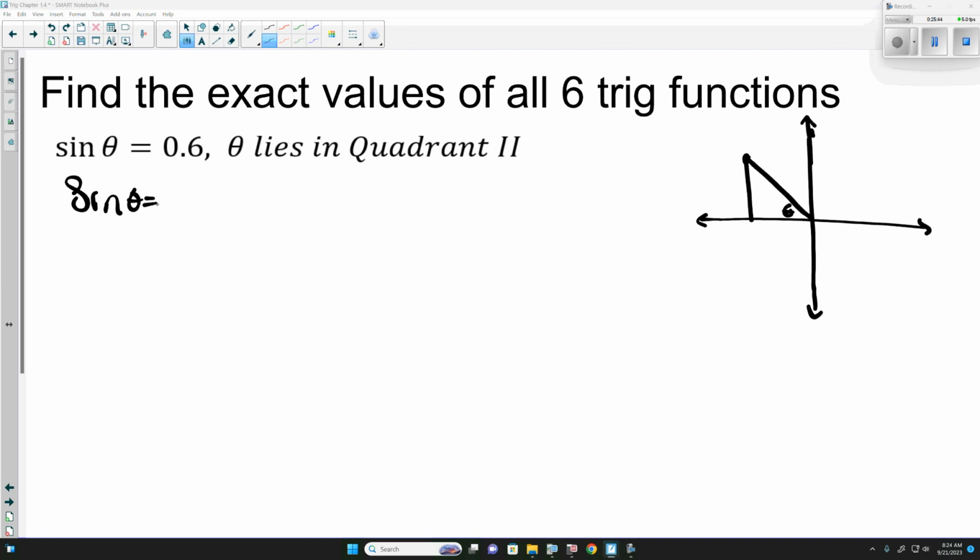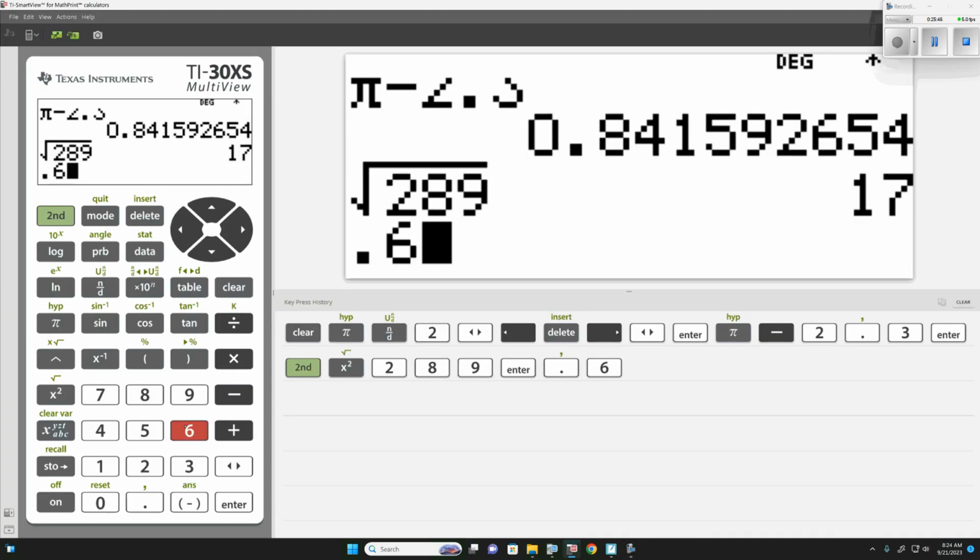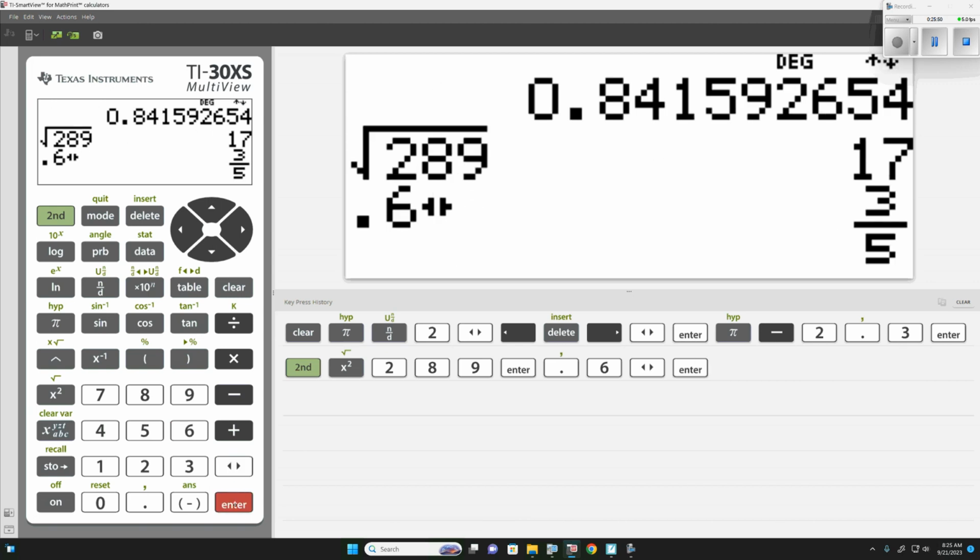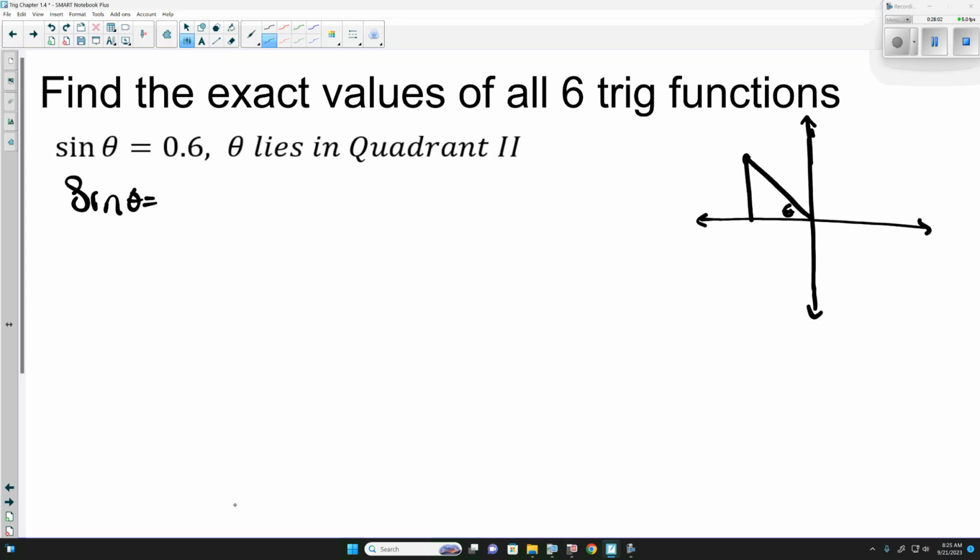Well, I'm going to tell the calculator, convert this to a fraction. Because, I mean, we could have done that also, because we could have put it as 6/10, then reduced to 3/5. So it's saying sine of theta is 3/5. We could have done this on the last one, but we didn't.